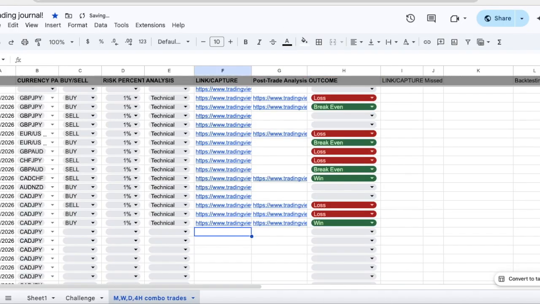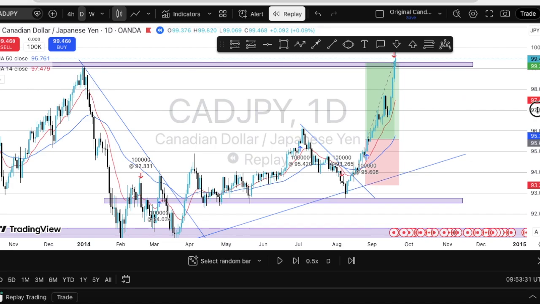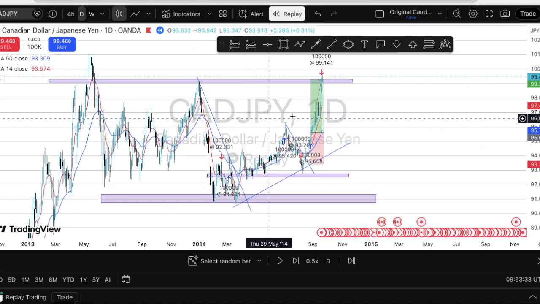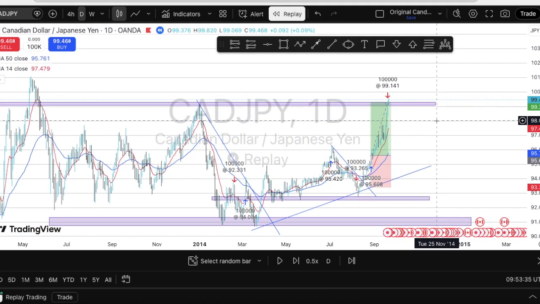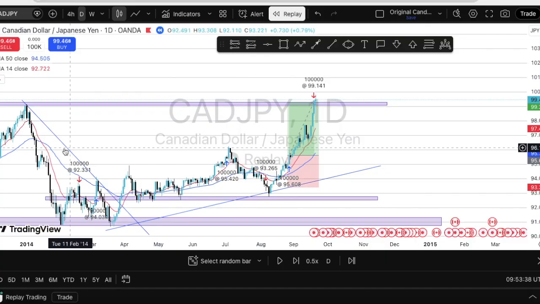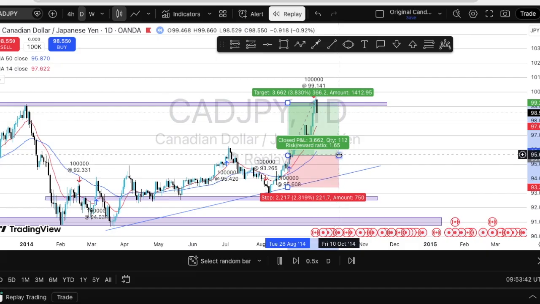Okay, so 2 trades, 1 win. Let's see what the market has in store for us, right? I think the market is at a major key resistance. Let's see if we are going to break it or we are going to not break it.